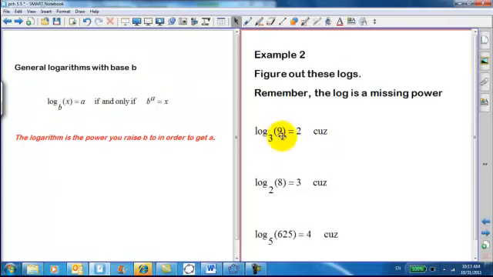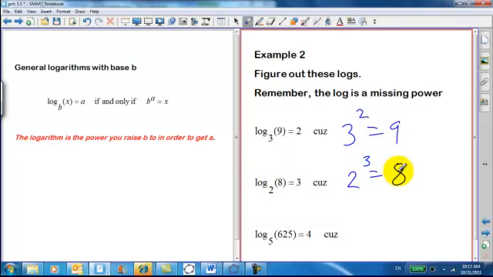Log base 3 of 9 equals 2, because 3 to the 2 equals 9. See how 2 is the missing power between 3 and 9. Log base 3 of 9 does not mean divide 9 by 3. It's log base 3 of 9. Notice how I'm speaking it now. Log base 3 of 9. Log base 2 of 8 equals 3 because 2 cubed equals 8. Log base 5 of 625 equals 4 because 5 to the 4th equals 625.